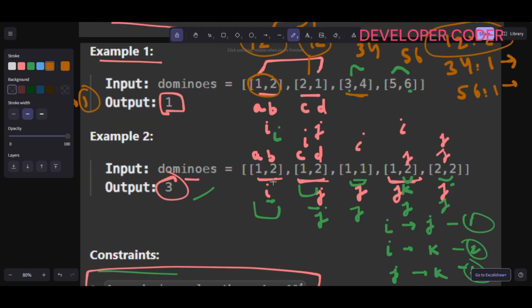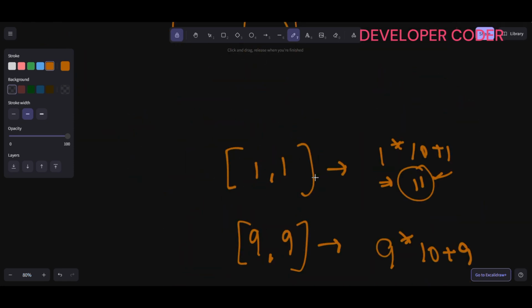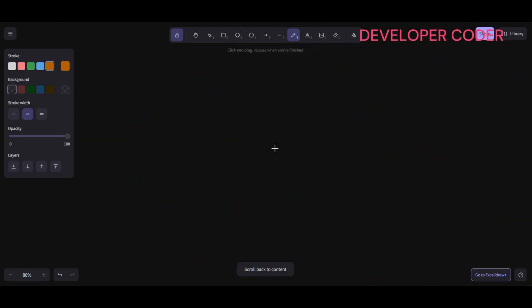Same way here, see, 12 is three times. Here we have 12, here we have 12, and here 1 into 10 plus 1, 11; here 2 into 10, 20 plus 2, 22. So only 12 is three times. If 12 is three times, how are we actually doing that? Here see, 12 is occurring three times. So how am I going to check that?